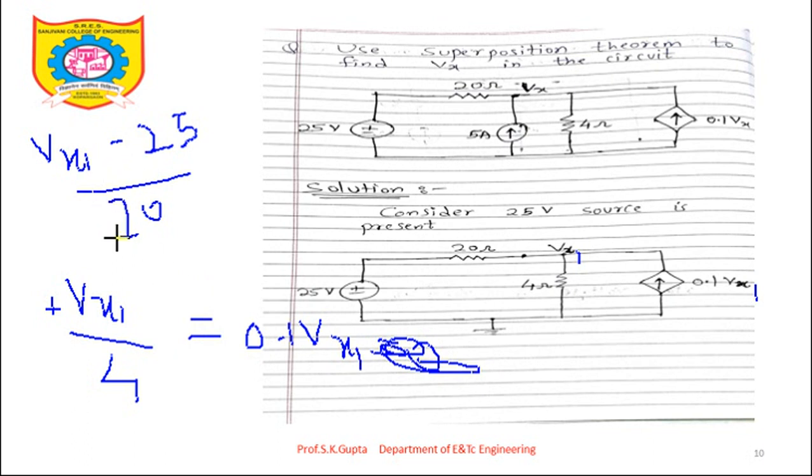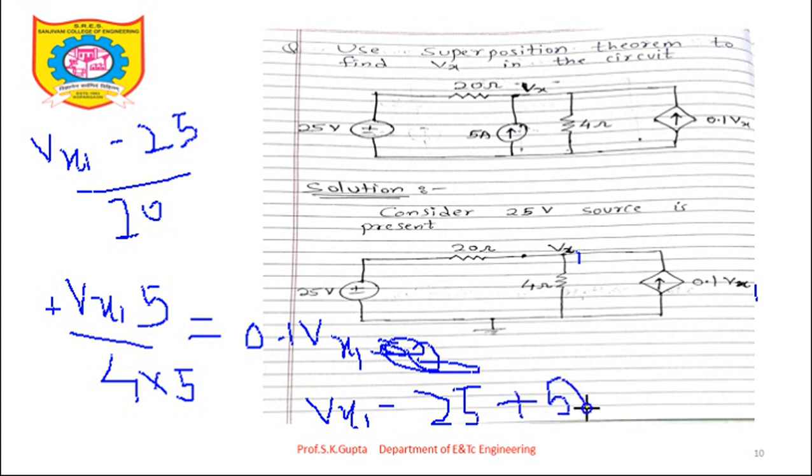I hope simultaneously you are also noting it down, and you should also solve with me. So here the denominator is 20, and here it is 4, so I will adjust by multiplying it with 5. Here the multiplication factor is 5, here the multiplication factor is 5. Now the denominator is 20, so common denominator, so 20 will get cross multiplied to this side. So it is nothing but Vx1 minus 25 plus 5 Vx1 equal to 20 into 0.1 Vx1. So 20 into 0.1 is 2 Vx1.